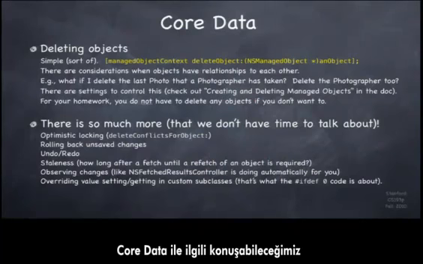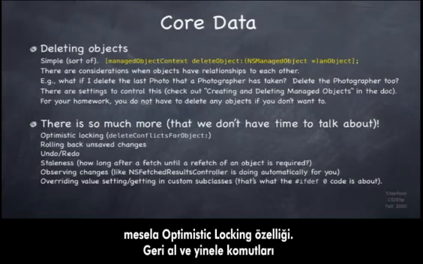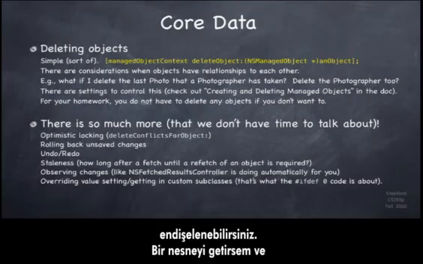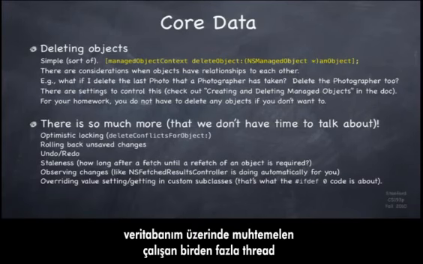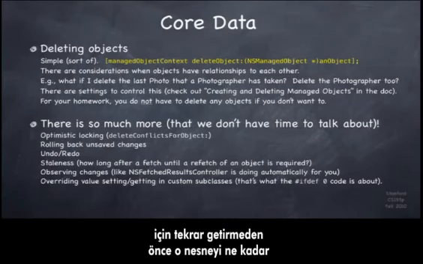There's a ton more stuff we could talk about in Core Data. We're only scratching the surface here. Things like optimistic locking. It has undo and redo, which is really cool. You can worry about things like staleness. What if I fetch an object and I've got multiple threads possibly working on that database, and how long am I going to allow that object to sit around before I refetch it to see if it's got new data?